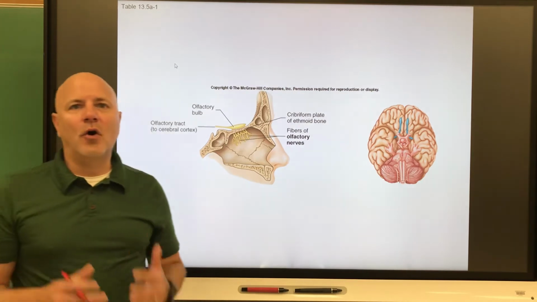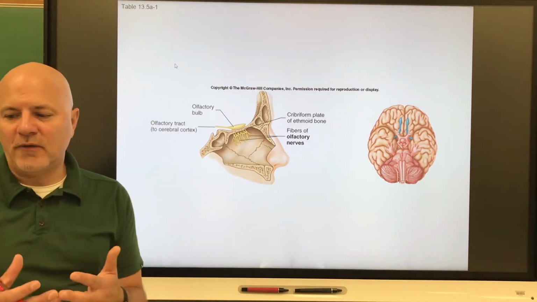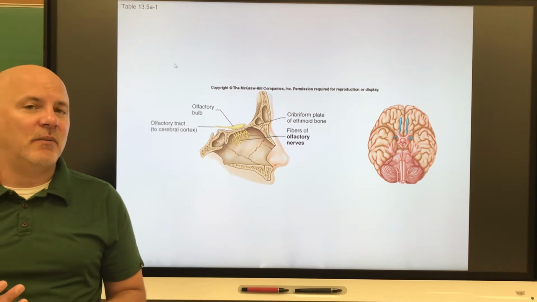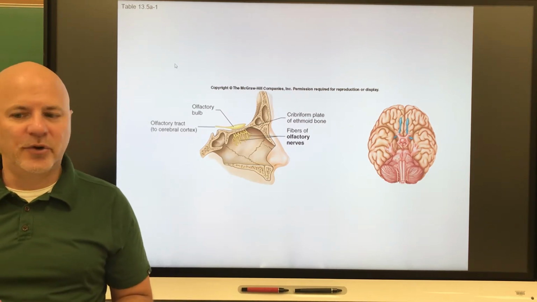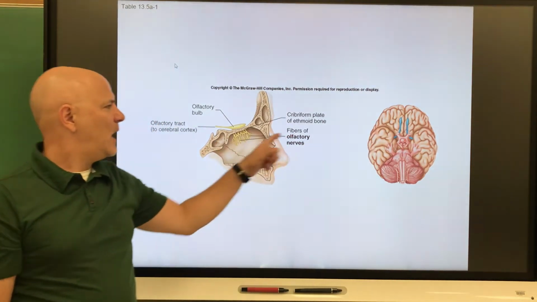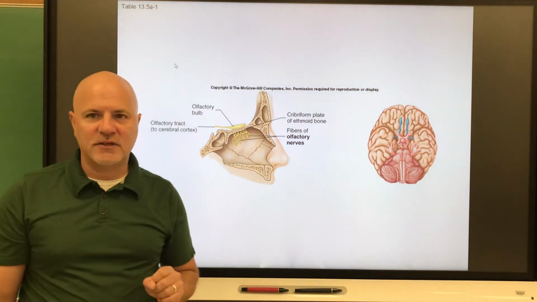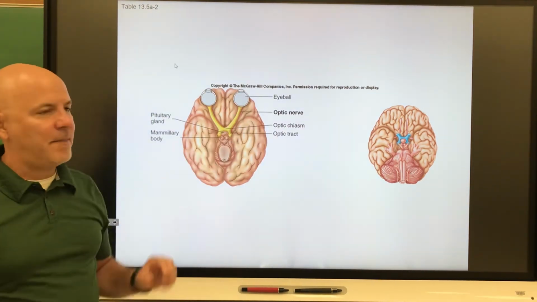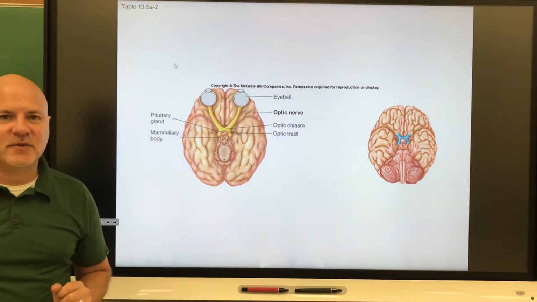So the first are the olfactory nerves. Oh, by the way, these 12 cranial nerves that arise from the brain, they all originate from the brainstem. So that's midbrain, pons, or medulla oblongata. So the first are the olfactory nerves, and so these provide us with a sense of smell. Next are the optic nerves. So the optic nerves, they're going to provide us with a sense of vision.